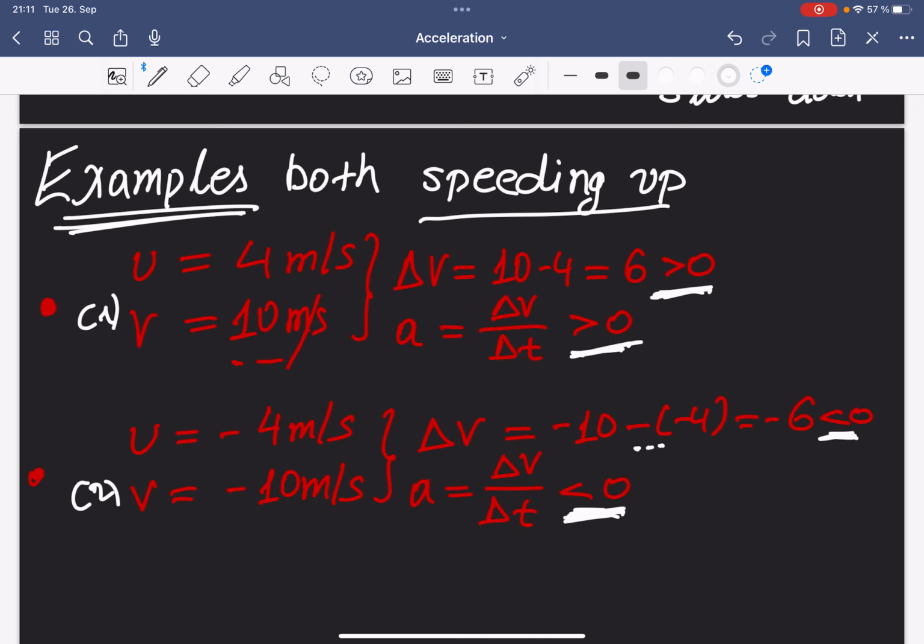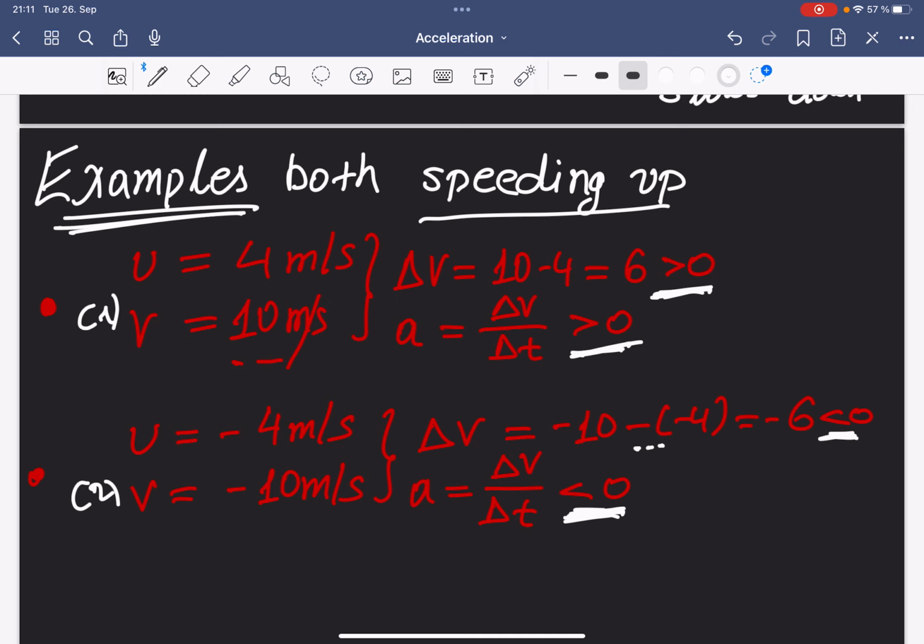Now, if you want to calculate acceleration, you need delta V, the change in velocity, as we defined it in our previous video. If you haven't watched it, make sure you go and check that video where we break down the concept of acceleration in physics. So, delta V is defined as final minus initial velocity, 10 minus 4. This gives us 6, which is a positive number.